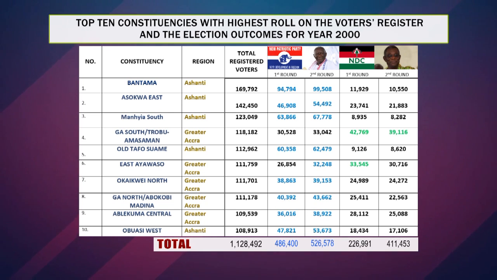So these are the top 10 constituencies for 2000. You notice that a constituency like Ledzokuku is not in the 2000 list of the top 10, but it finds its way in the list as we go on. Of course, a constituency like Kpone Katamanso is not in the list in the year 2000, but it does find its way into the list.